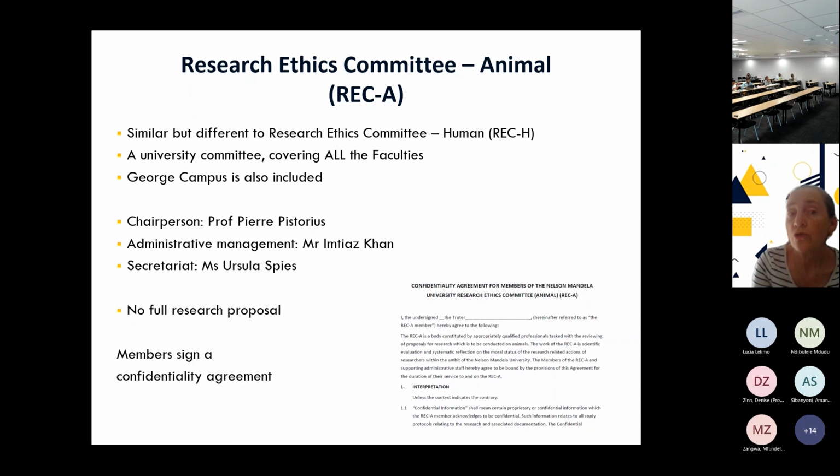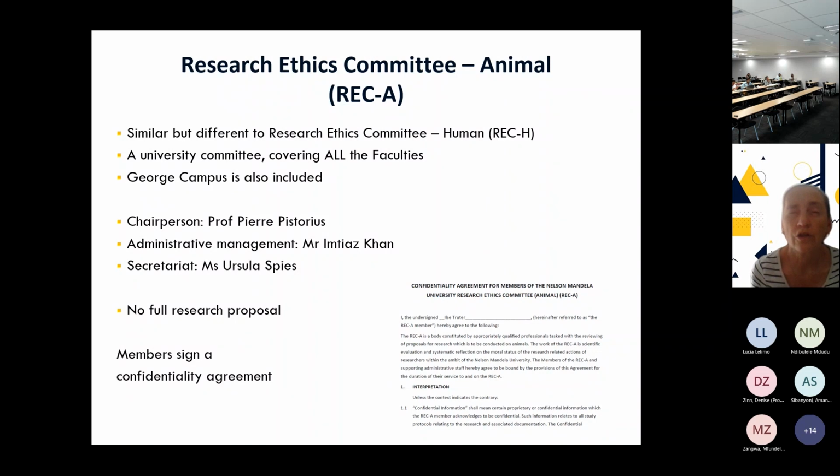For our meetings, the George campus and the Saasveld campus are also included, which makes this very exciting because a lot of the Saasveld, George campus is in the Western Cape. So there are quite a number of animal projects conducted in the Western Cape, but they're part of Nelson Mandela University because we've got a campus there. So we also have colleagues from George campus on our committee. The chairperson is Prof. Pierre Pistorius. The administrative management is Mr. Imtiaz Khan, and Mrs. Ursula Spies is the secretariat.